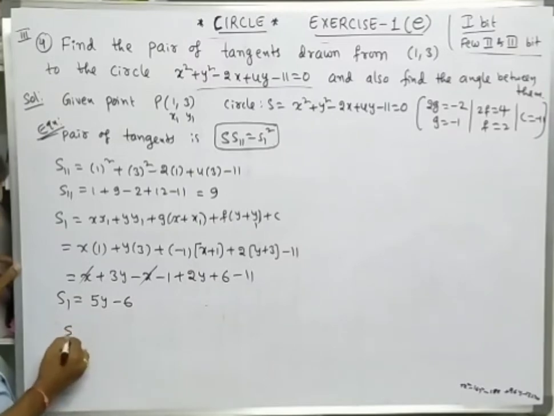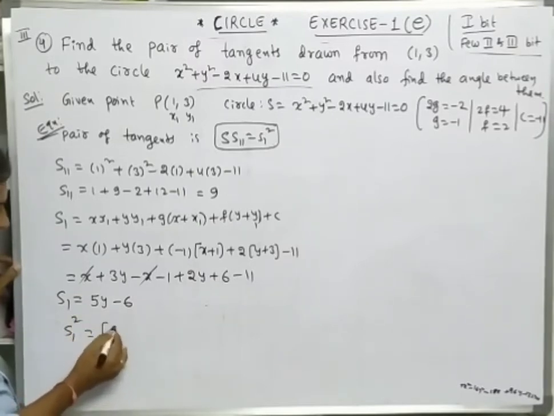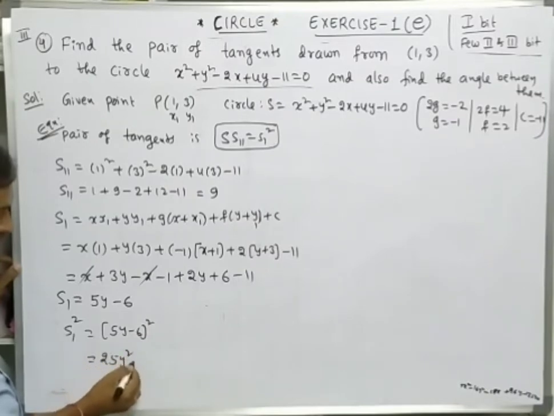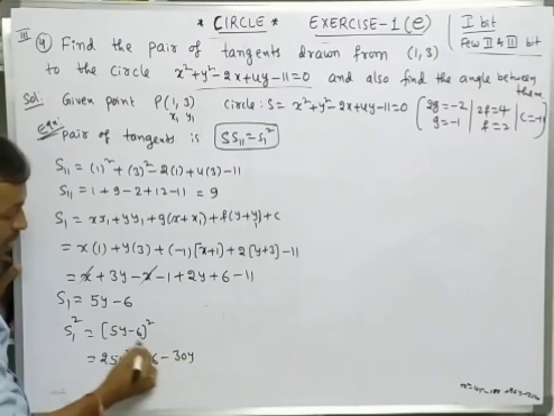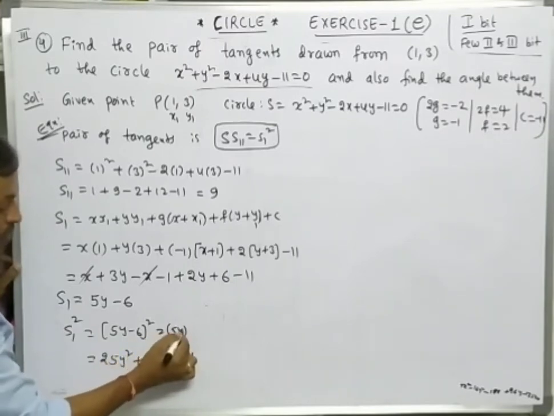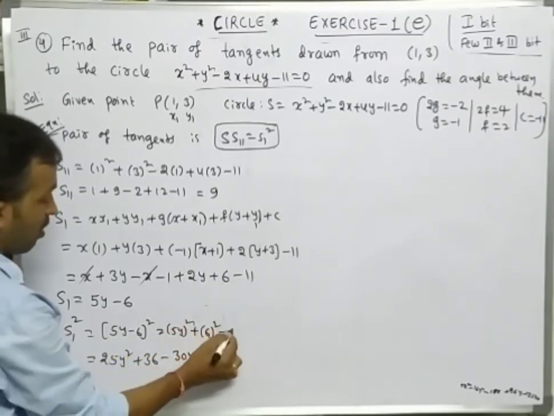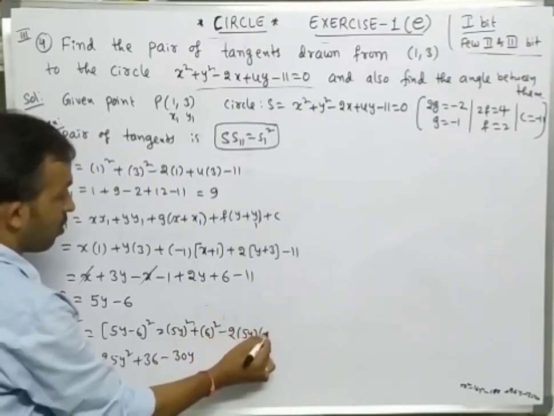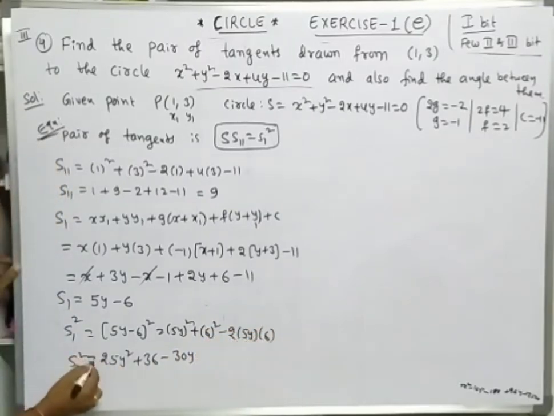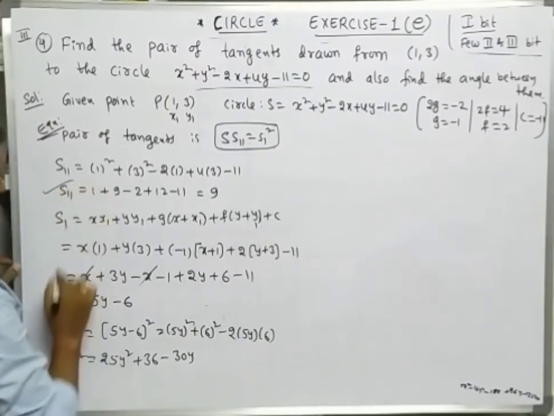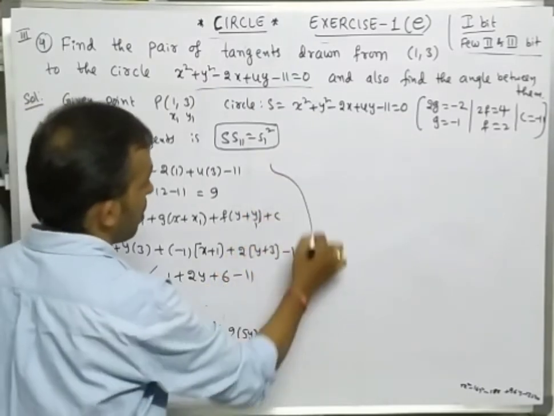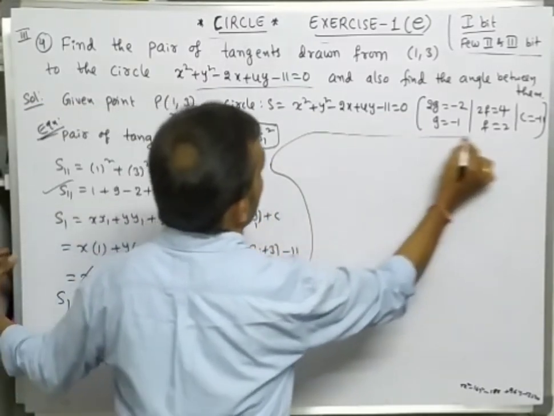Okay, so S1 square, that is 5y minus 6 whole square, 25y square plus 36, 2 6s are 12, 12 5s are 60y. Using a minus b whole square, 5y whole square, 6 square, minus 2 into 5y into 6. This is S1 square. So we got S11 and S1 square. Substitute those terms in this formula.